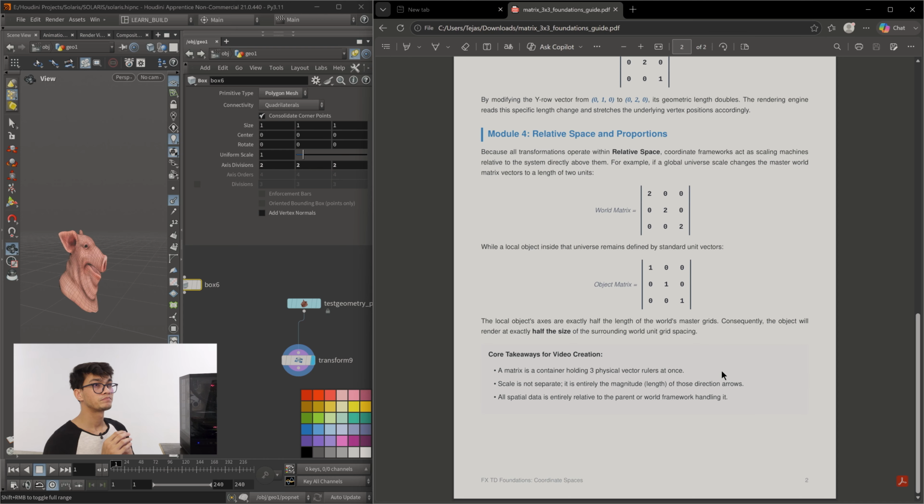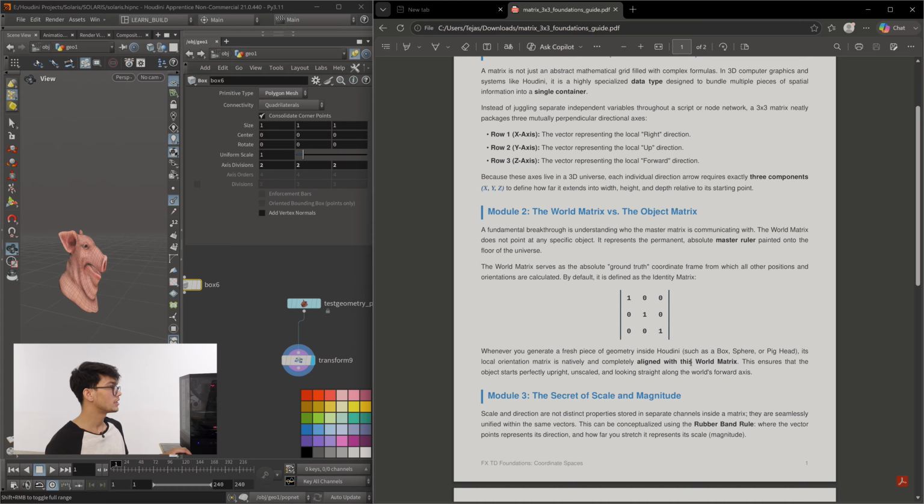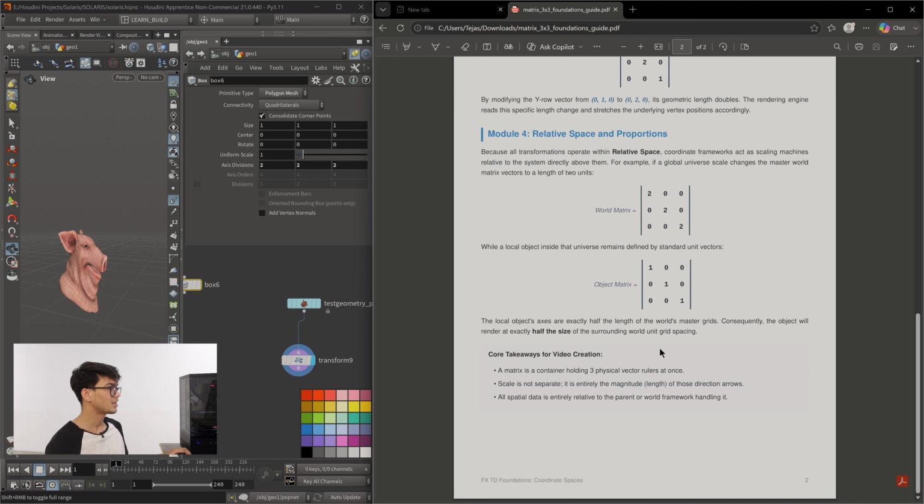We have the 3x3, 4x4, and I don't know what's the word for the matrix when it is the same as the world matrix. I don't know the word, but if I recall it I will obviously say it in the next video. So scale is not separate, it's entirely the magnitude, the length of those direction arrows, and all the spatial data is entirely relative to the parent of the world framework handling it.